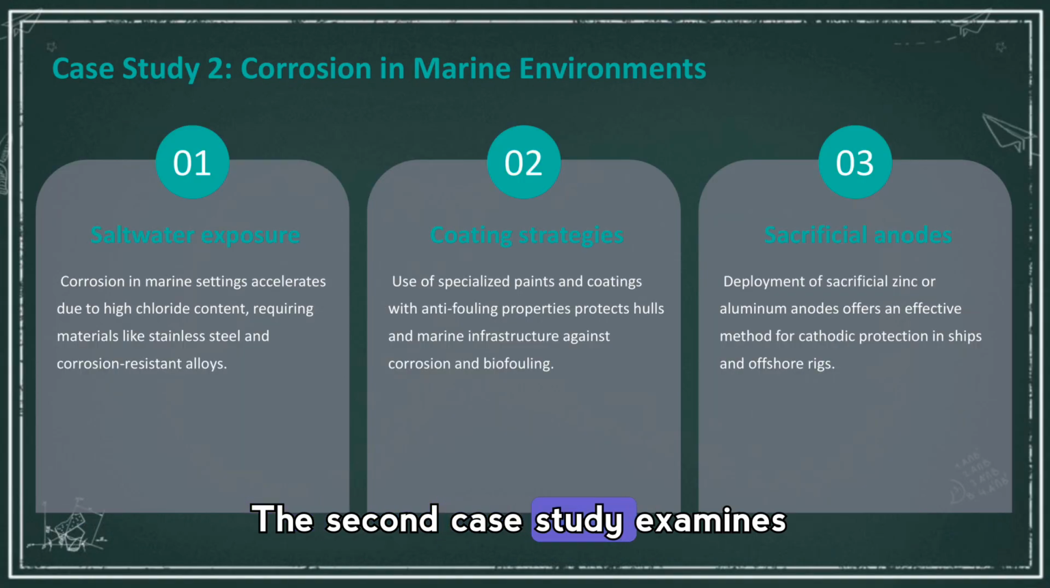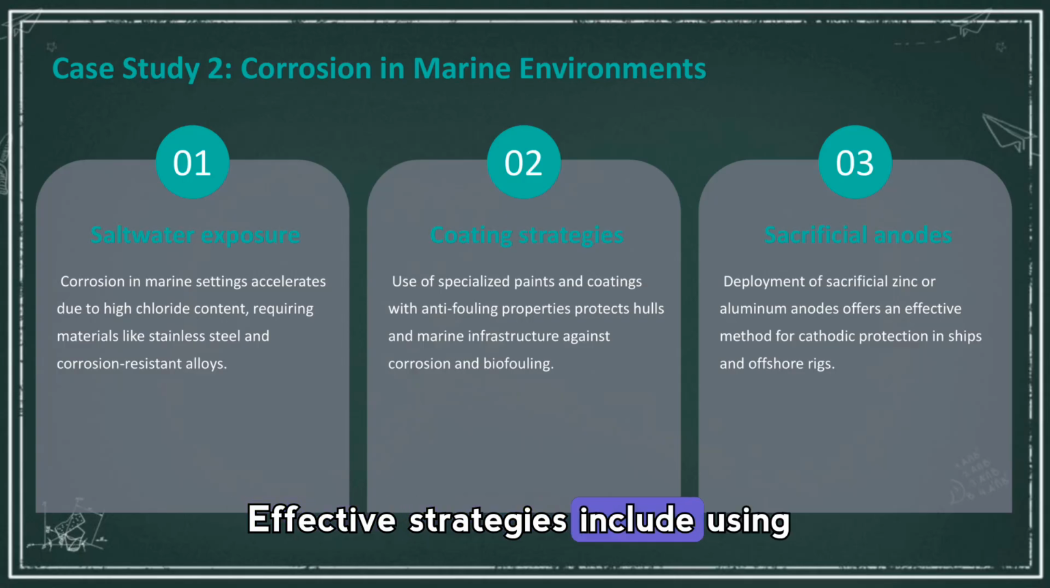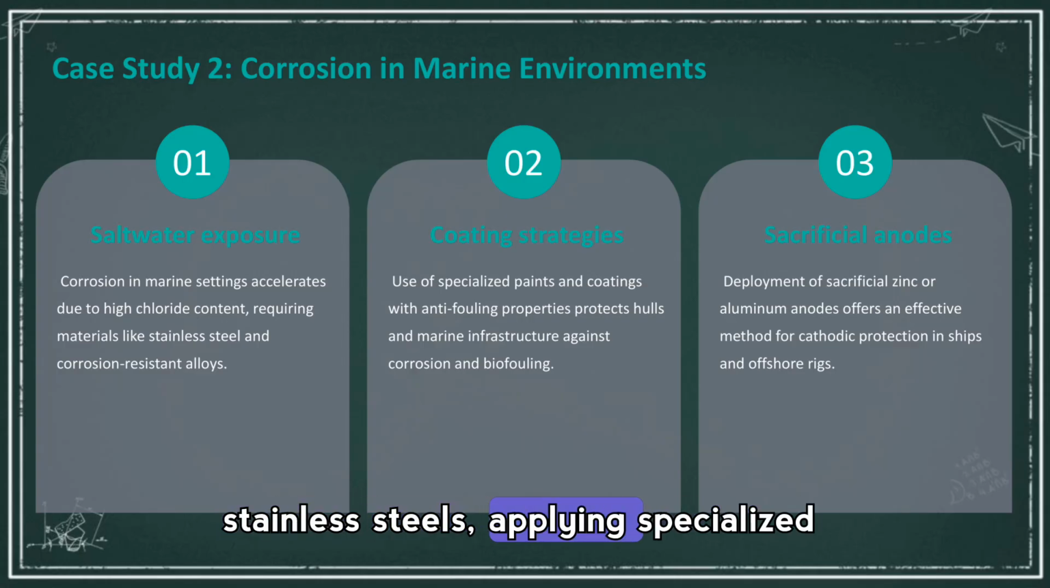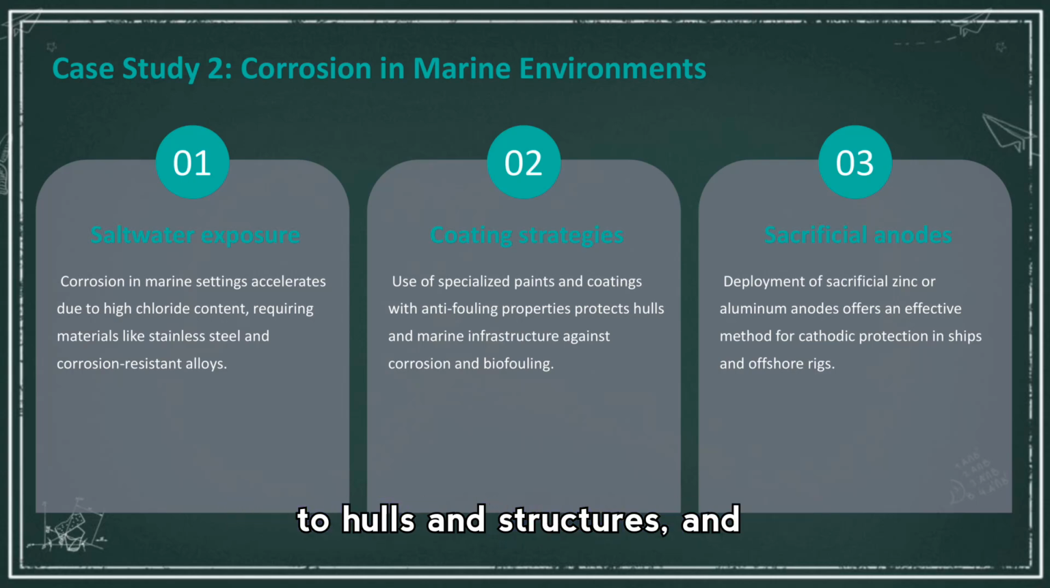The second case study examines marine environments where high chloride levels accelerate corrosion. Effective strategies include using corrosion-resistant alloys like stainless steels, applying specialized anti-fouling and protective coatings to hulls and structures, and deploying sacrificial zinc or aluminum anodes for cathodic protection on ships and offshore platforms.